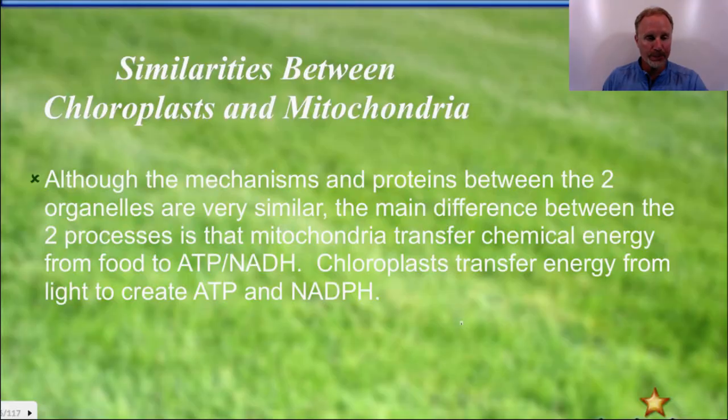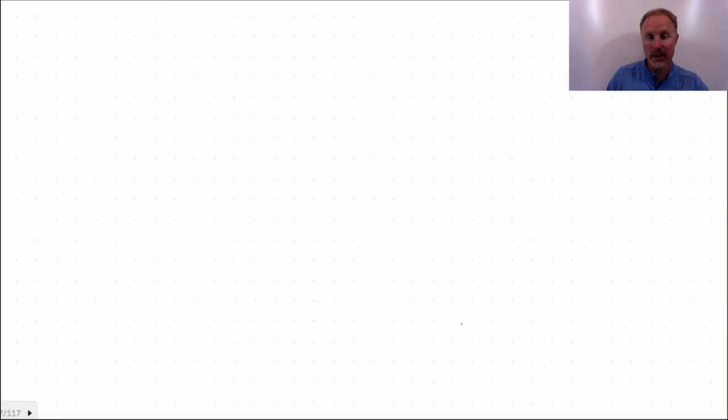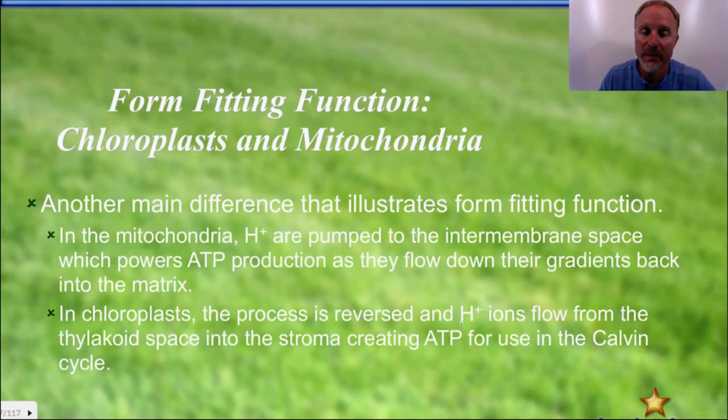The two mechanisms are very similar, but there are some differences. With mitochondria, they transfer chemical energy from the food to the ATP and the NADH, the reducing power, to allow us to make more ATP from that. The chloroplasts transfer the energy from the sunlight to make the ATP and the NADPH. So one of them uses the ATP and the NADPH as chemical energy. The other generates it so that it can do the chemical energy conversion, I guess would be the more accurate way to say this.